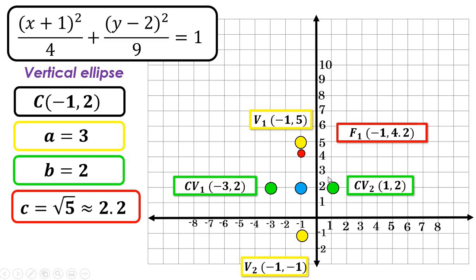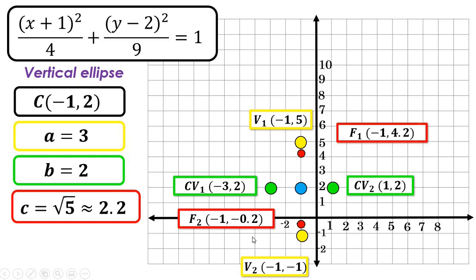Meanwhile, if we move 2.2 units below, 2.2 is somewhere there. The value of the other focus would be (-1, -0.2). Again, the x value will be the same as the other focus, the vertices, and the value of h because they are aligned vertically. Meanwhile, for the y value, since we moved 2.2 units below, we're going to subtract 2.2 from k. So that is 2 minus 2.2. That will be -0.2.